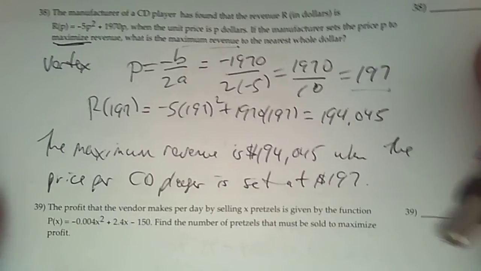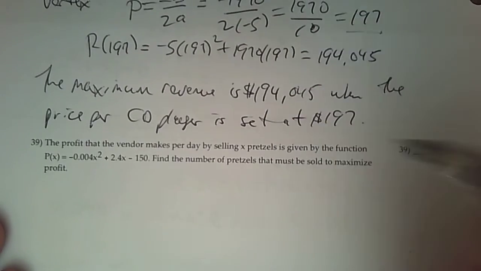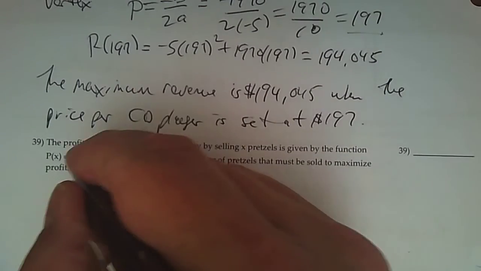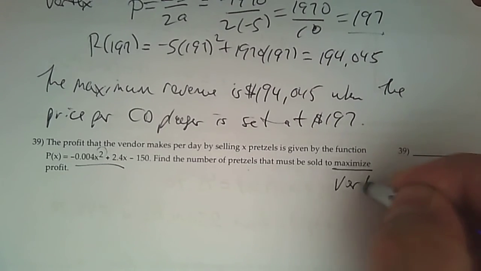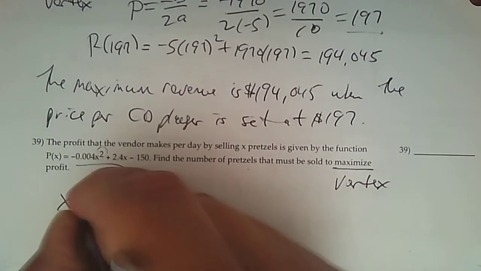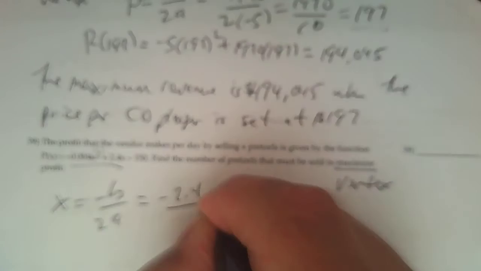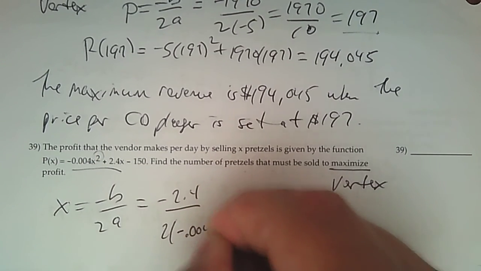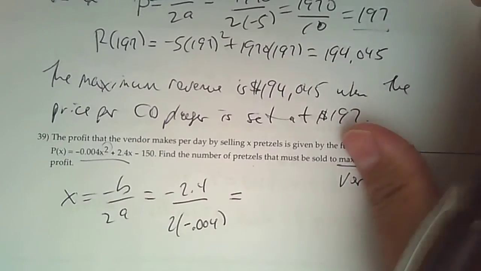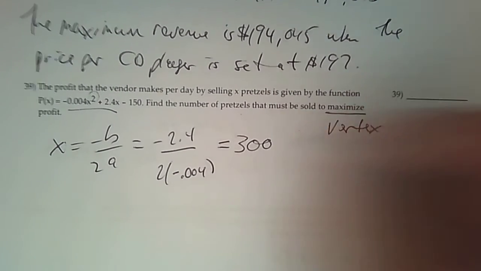Beautiful. Two more. The profit the vendor makes by selling pretzels is given by that function. Again, you can tell it's a quadratic. Find the number of pretzels that must be sold to maximize. So when I see that word, it means vertex. So to find that, it's negative b over 2a. So that's what I'm going to do. Plug in 2.4 for b, plug in negative 0.004 for a, use your calculator or Desmos, and you'd find the answer is 300.